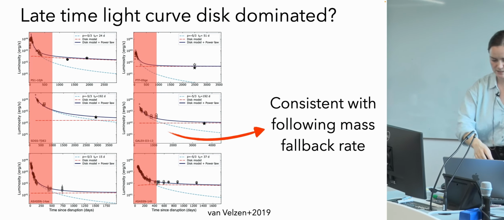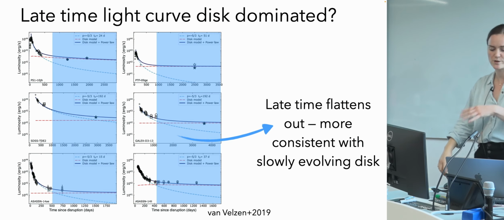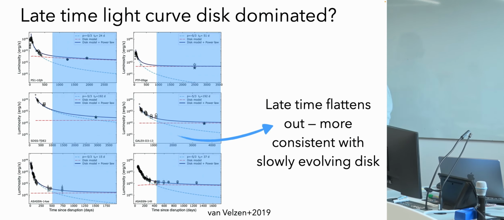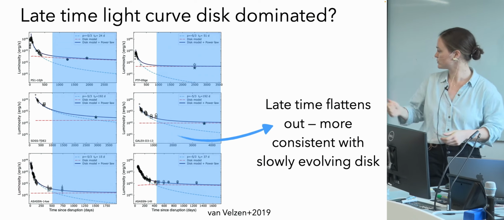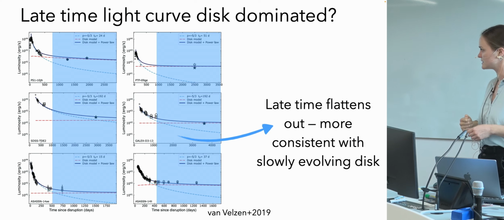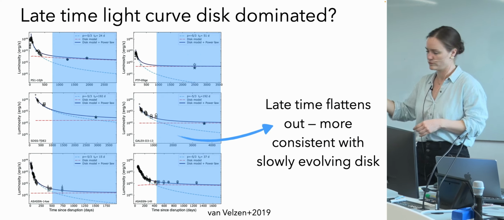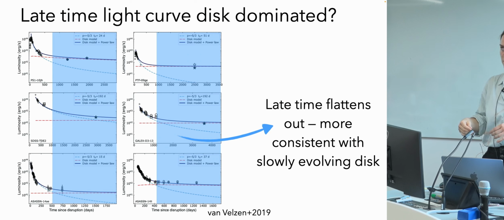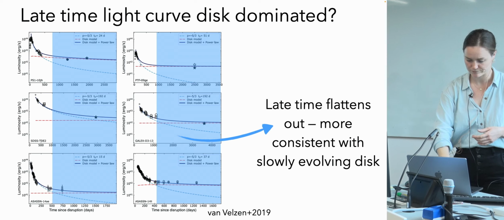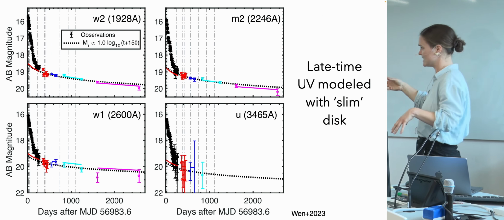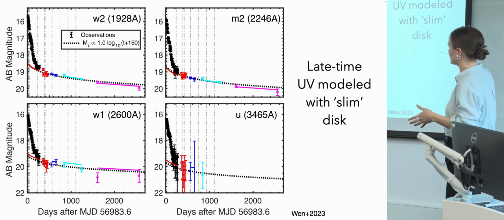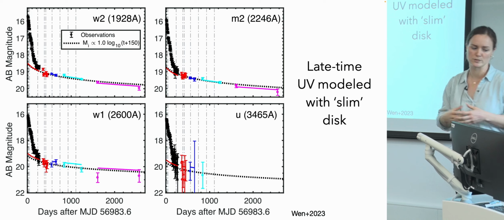The early time is consistent with what you might expect from mass fallback rates. The late time, however, is more consistent with a slowly evolving disk. This was one of the first papers that pointed it out, and they showed that if you just use a simple alpha model disk, you can reasonably match the UV light curves that people were finding. A more recent paper did this in more detail for the event that had the best data, and they used a slightly more complicated model, but essentially found similar results.